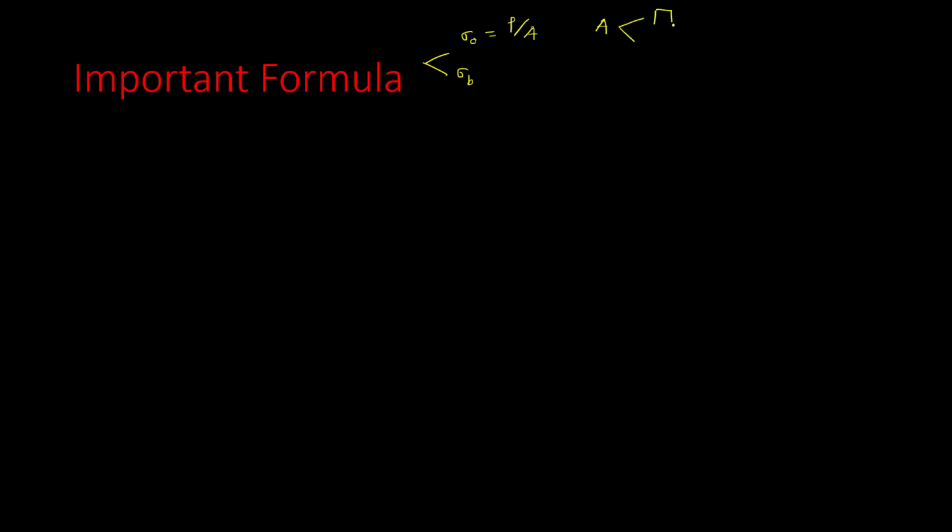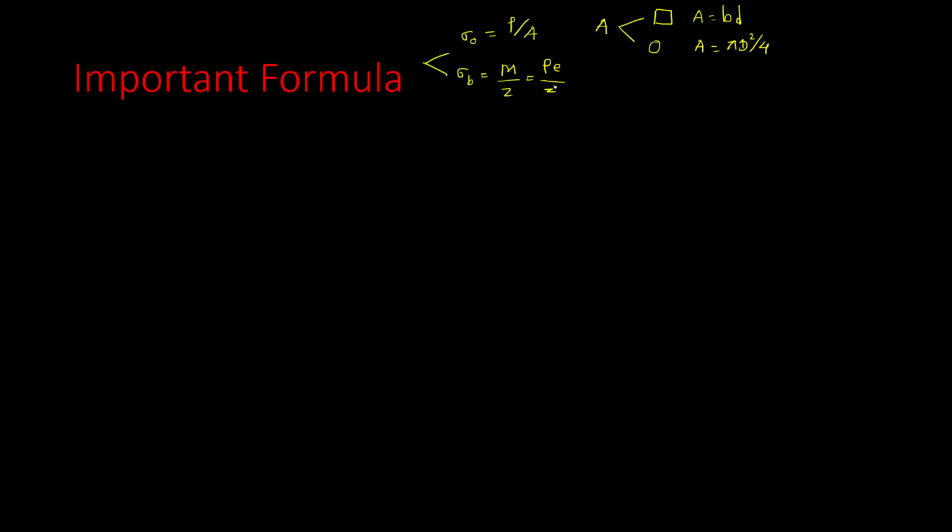So area formulas everyone knows. For rectangular section, area is equal to B into D. For circular section, area is equal to pi d square by 4. So these are the two areas. In case of bending stress, the formula is M divided by Z. This M is couple or equivalent moment, that is force into distance between the two forces, or eccentricity.